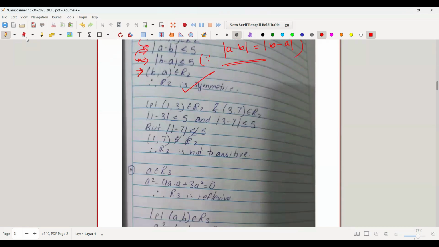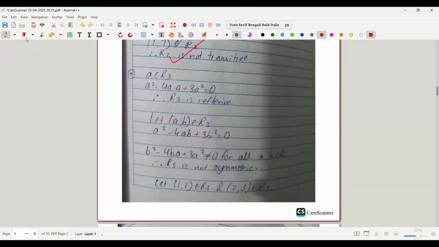Transitivity: let (1, 3) belongs to R2 and (3, 7) belongs to R2, since mod 1 minus 3 is 2, and mod 3 minus 7 is 4, which is less than 5. But mod 1 minus 7 is 6, which is not less than 5. So R2 is not transitive.